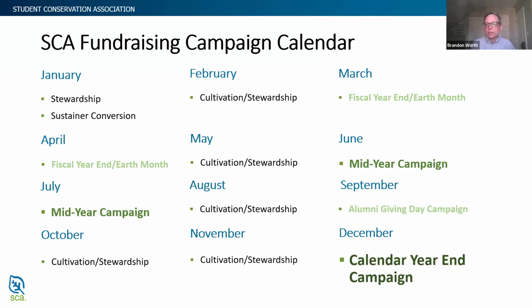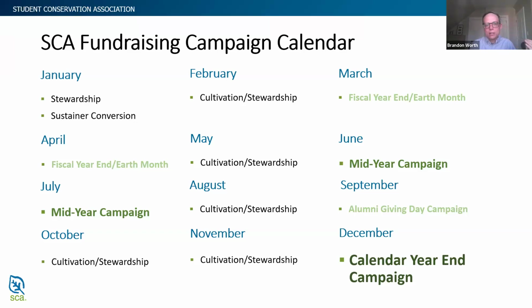Building some campaign moments around financial needs, it's a great time to be sharing a message of helping us finish our budget year strong. April is also Earth Month, so we tie those things together in a campaign that actually spans 2 fiscal years. Again, May, stewardship and cultivation. June and July is when we do our mid-year campaign.